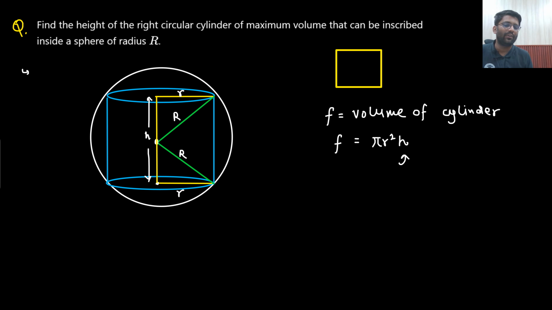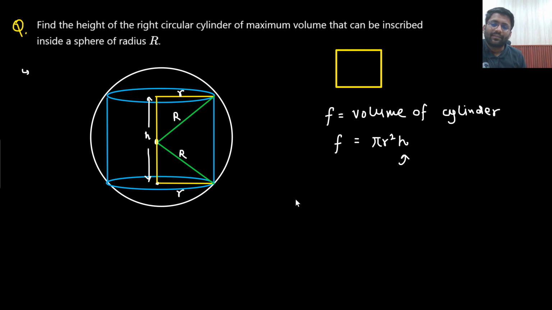So similarly, I will find the value of h such that f is maximum, but r has to be in relation to h. So can we find some relation between r and h? Yes, surely we can find it. But what I would do is this.